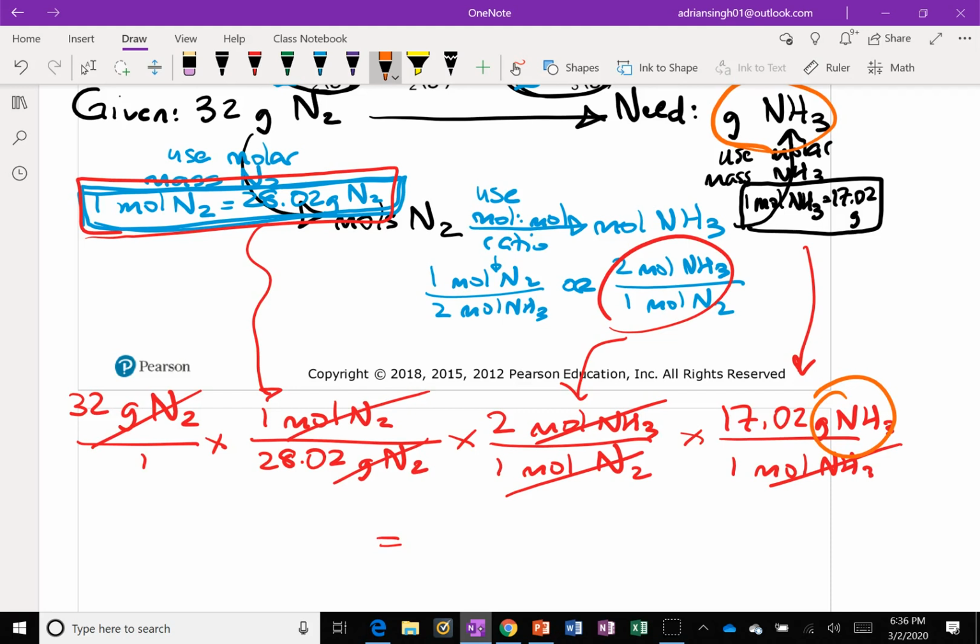Three? 38? 38? 38? This side of the room? 39? Okay, I should have 2 sig figs, right? Because my original number here has 2. Right, that has 4. This is unlimited. That has 4. 39? Yeah. 39 what? Apples? 39 grams of NH3.